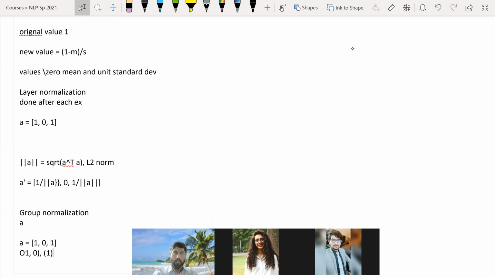So of course, if you want to normalize the first group, you compute the length of 1 and 0 and divide by it. For the second group, you compute the length of 1, which is a scalar, and divide by it. So how do you select these groups? Usually there is no principled way, you just have to do it randomly. So we typically do it randomly.